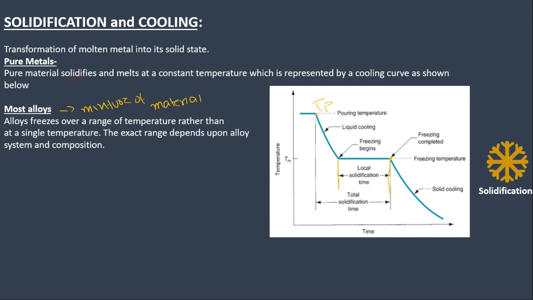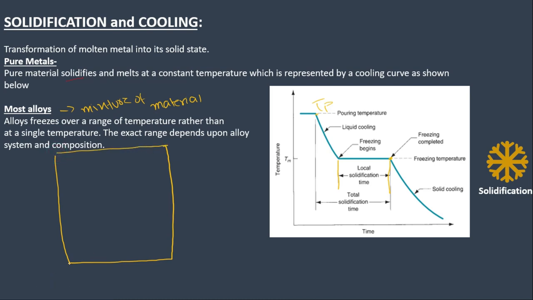So an alloy freezes over a range of temperature rather than at a single point. The exact range depends upon the alloy system and composition. So let's suppose we have an alloy system of nickel and copper. We can draw it like this. We have an alloy system of nickel and copper.